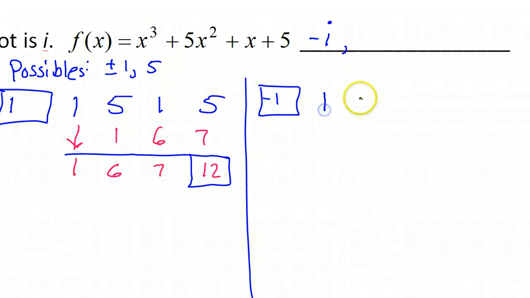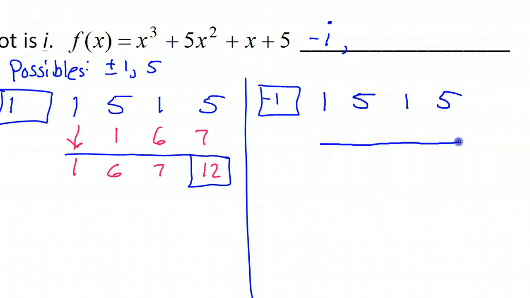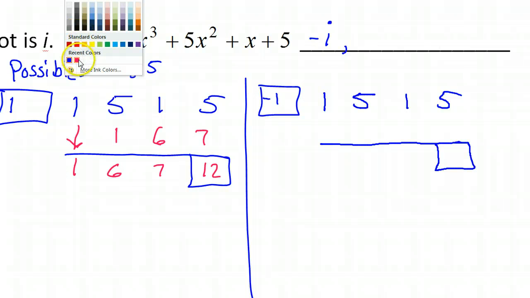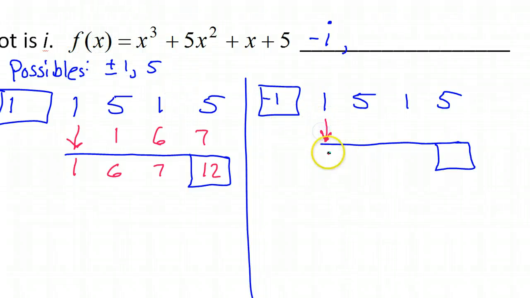Okay, again, we're looking at 1, 5, 1, 5. Okay, 1 times -1 is -1. That makes 4. 4 times -1 is -4. That makes -3. -3 times -1 is +3. That makes 8. So that didn't work.